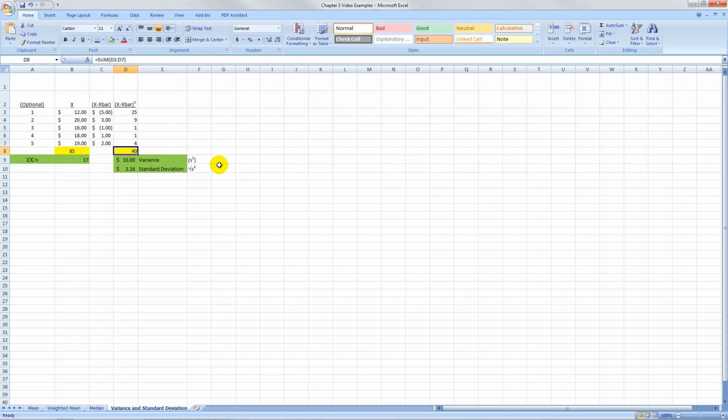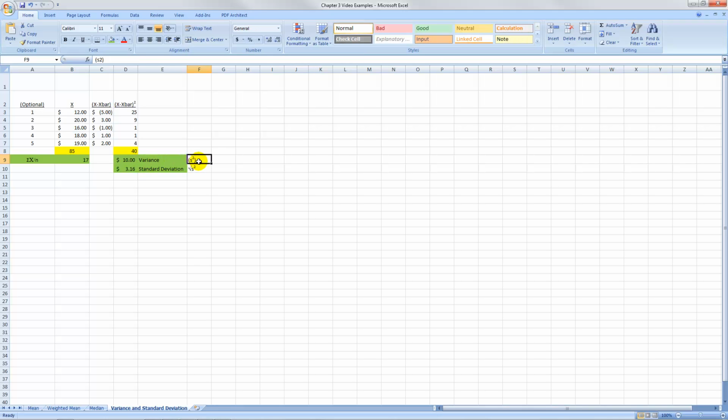Now here is where we have to make the adjustment for a sample, because in this example, the book tells us that we are working with a sample. We have to adjust our n. Our n is 5, the number of observations that we have. To adjust the n for working with a sample, we calculate n minus 1, which gives us 4. So when we divide 40 by 4, we get a variance of 10.